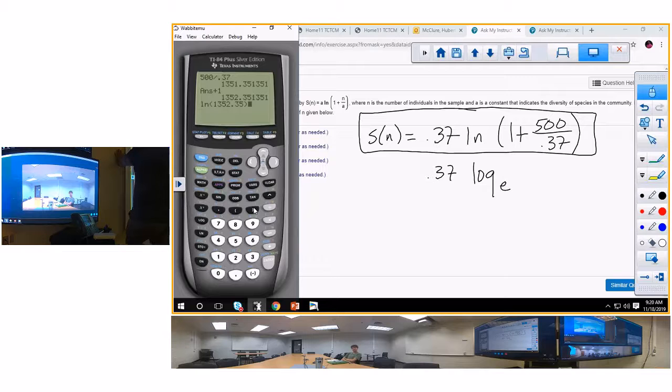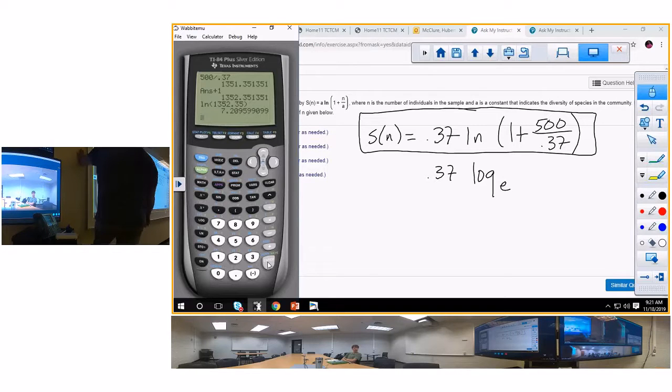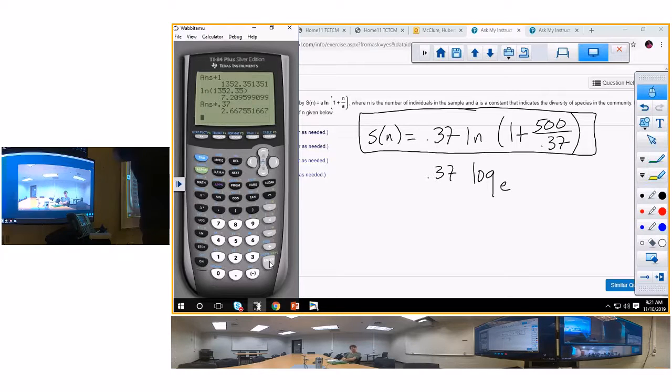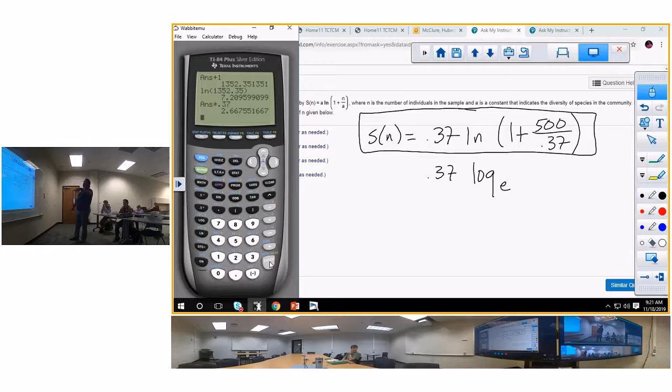There you go. All right, natural log is that, and then multiply that by what? 0.37. And the answer is 2.67. Now, that may be a little bit off because I rounded the 1352.35. You don't want to do that, but I was just showing you how to plug and chug. Make sure you write down the whole answer or store it. Let's store it. I'll show you how to store, just in case you didn't write it down that day.